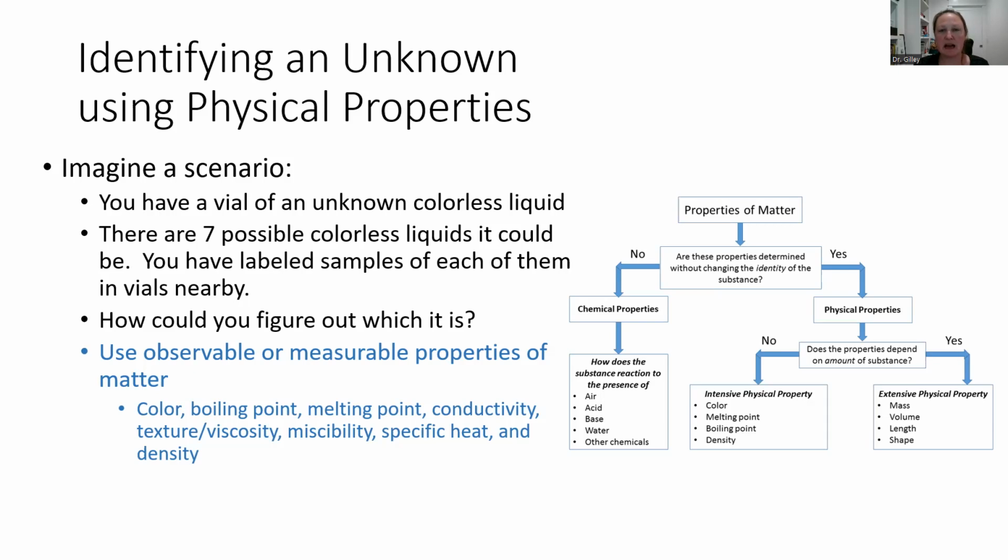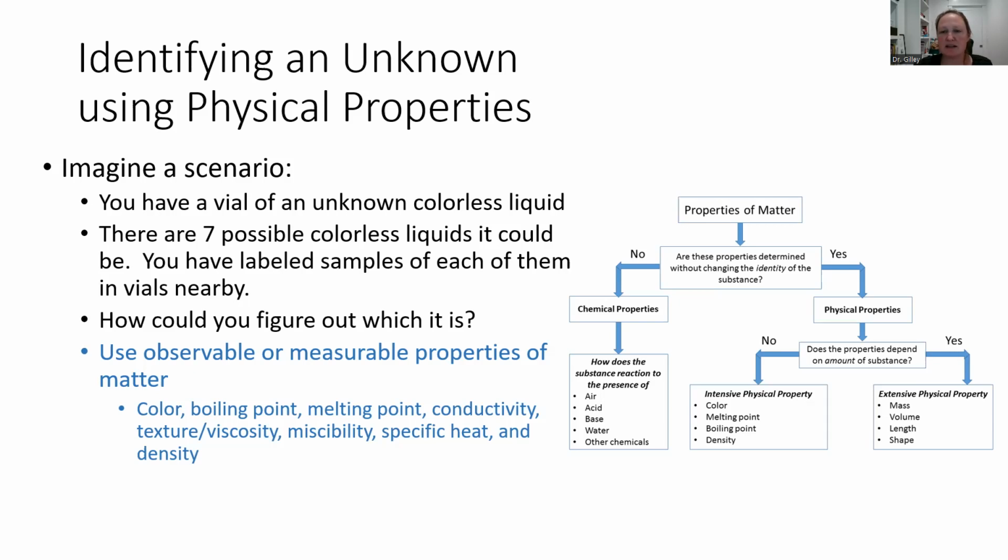See if it reacts with other things, like does it react with acid? Does it react with base? Does it react with water? Right, those are chemical properties that we could observe in the unknown and the knowns to help us figure out which one our unknown might be. But if we didn't want to actually change the identity of the substance, we might look at different physical properties.